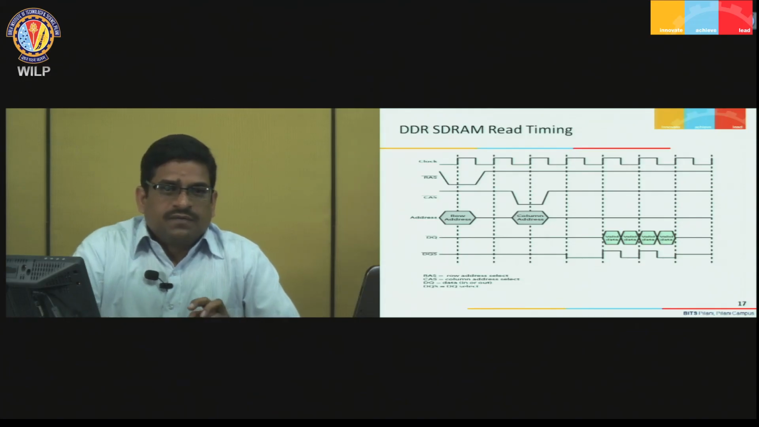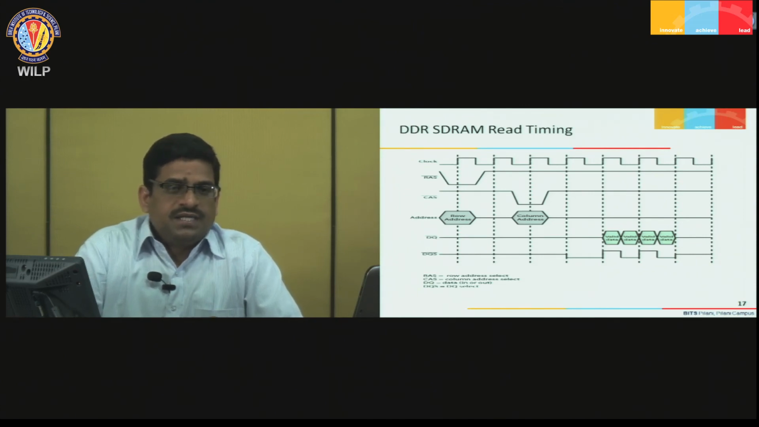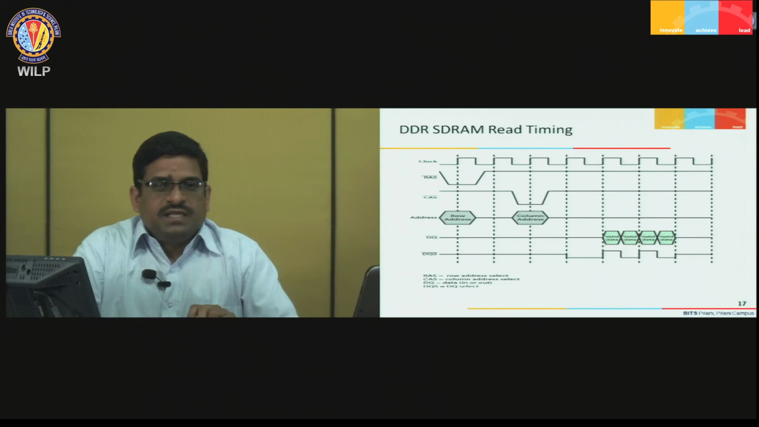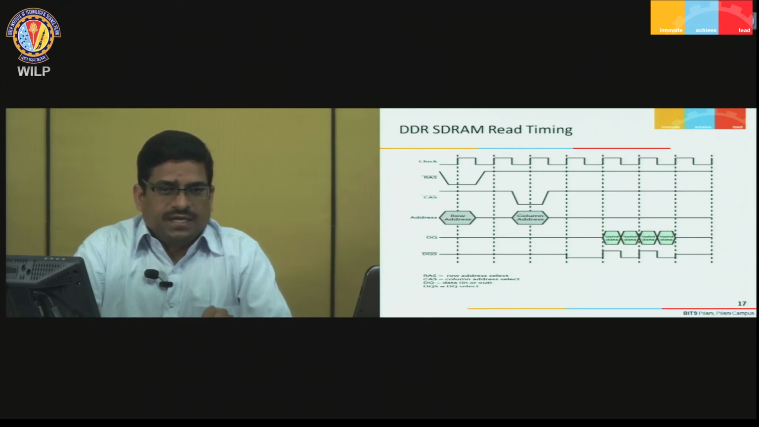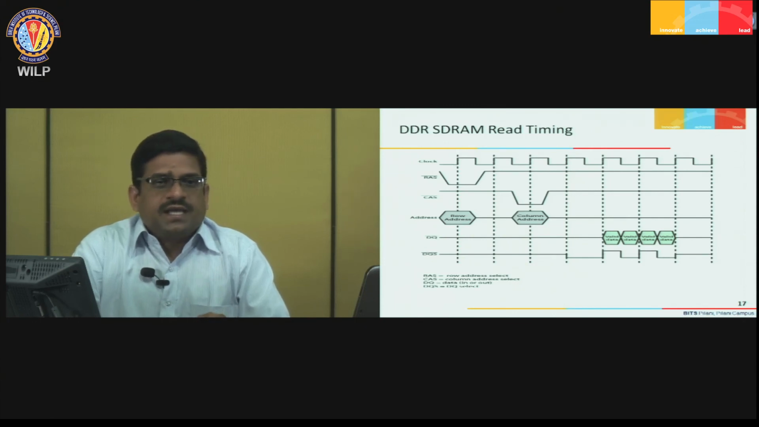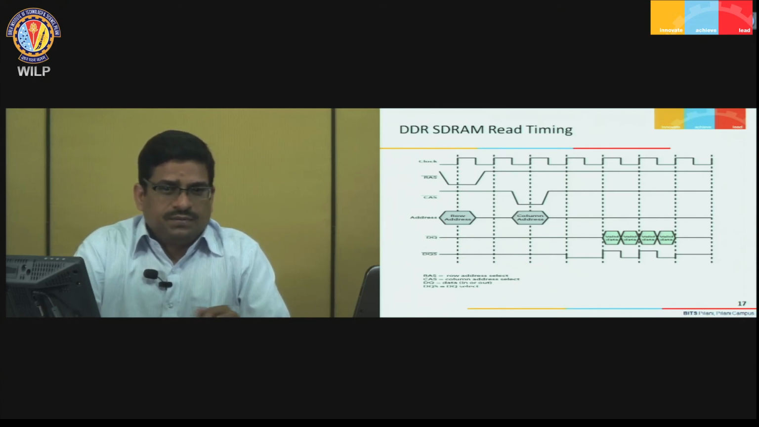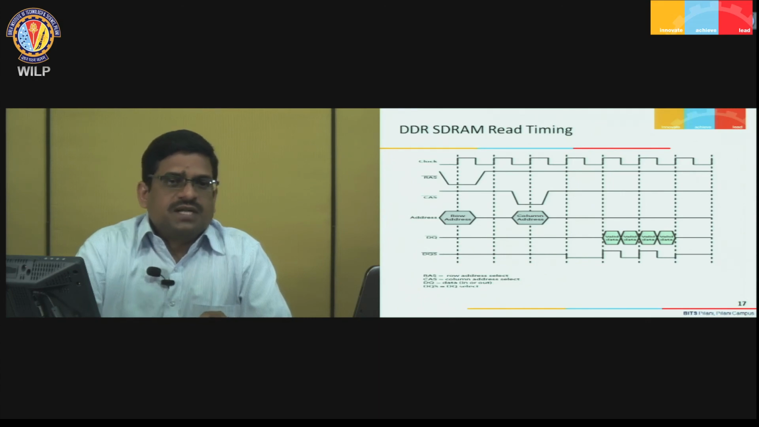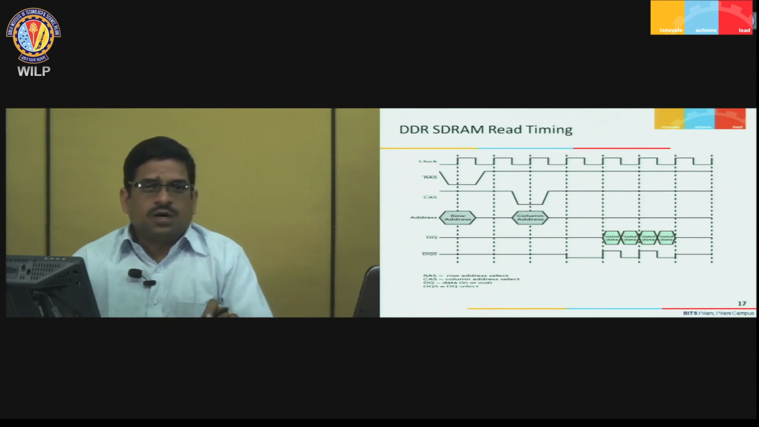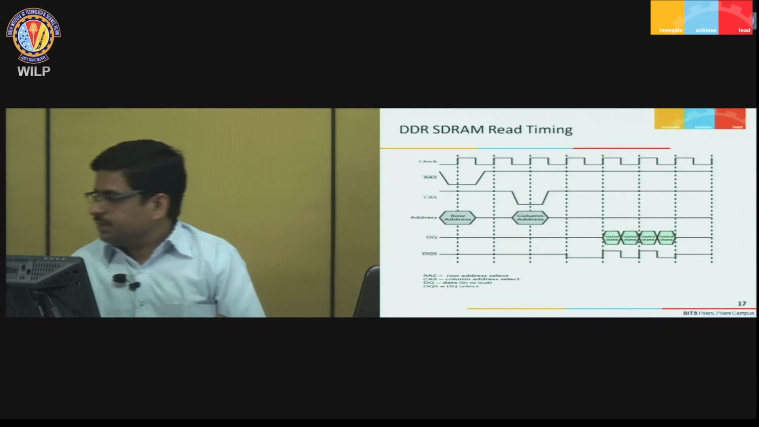Then the further development in the SDRAM is the DDR. In SDRAM you have seen that each cycle gives me 1 byte of data. In DDR, in each cycle you can get 2 bytes of data. So, that is why it is called dual data rate. So, how is it working?